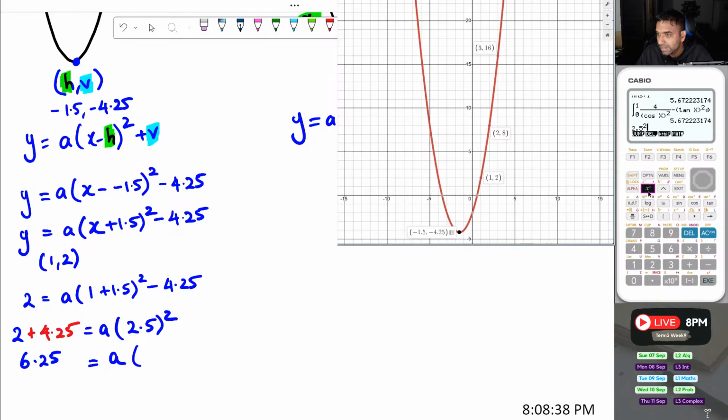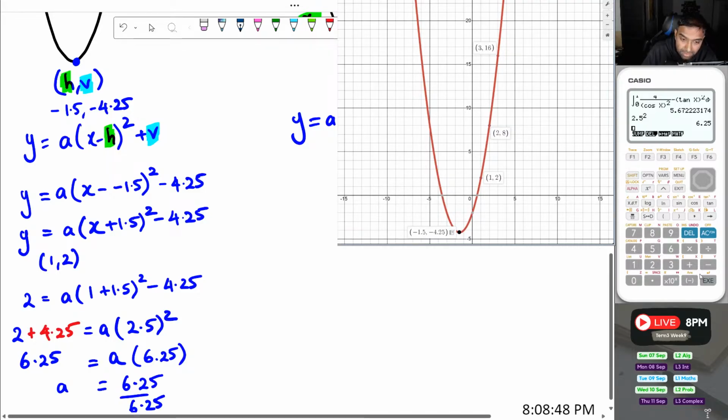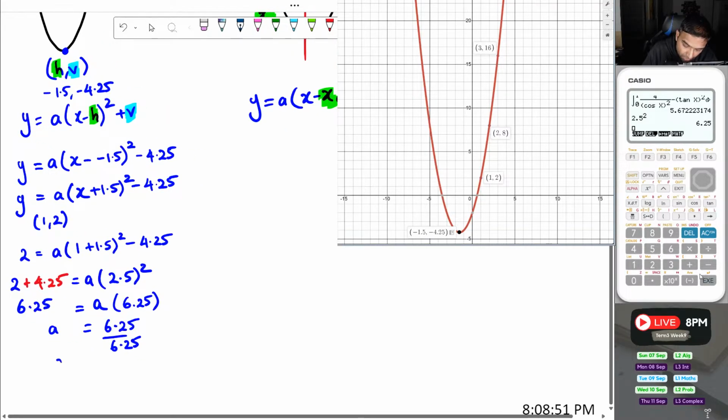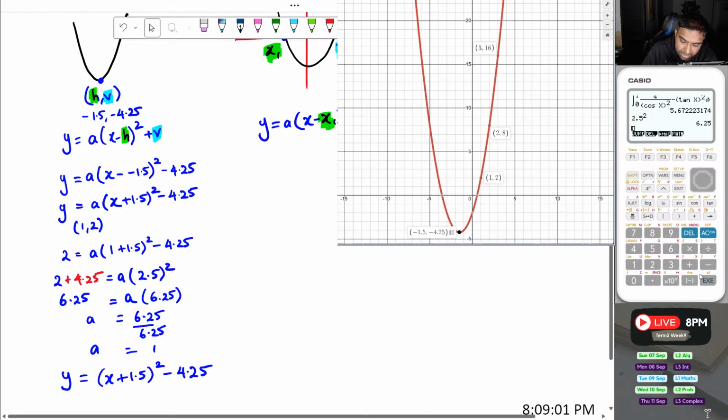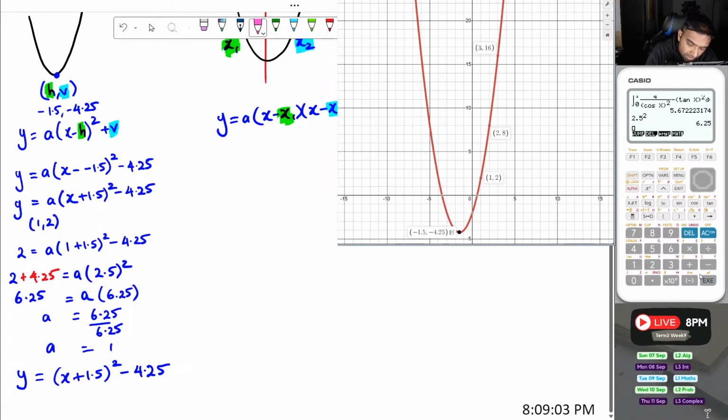So 2.5 squared, that's going to be 6.25, and what I get here is a is equal to 6.25 divided by 6.25, and that's going to give me a is equal to 1. So my equation is y equals (x plus 1.5) squared minus 4.25. So this is what I need to do if it's in vertex form, and I'm just going to put a bunch of line numbers here, and let me know if there's any questions. I'll come back to the chat and have a look, and then we'll go from there.